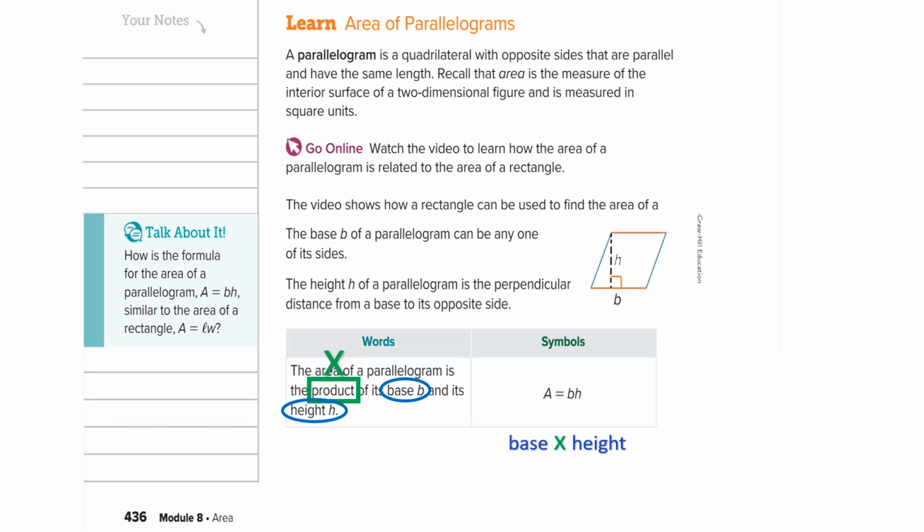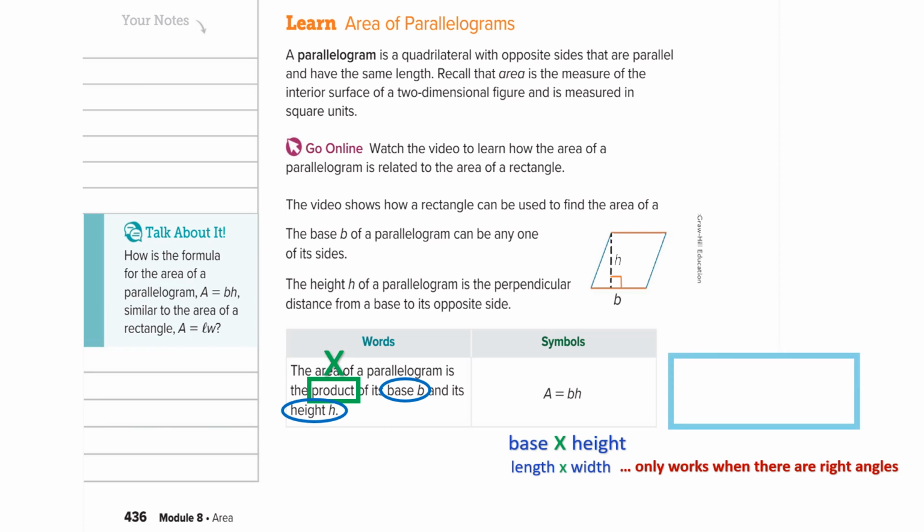Now, when I talk about the base times the height, find the area that's filling it up. Now, that might get a little confusing. Last year, you talked about length times width. It's honestly the same idea. However, length times width only works when there are 90-degree angles, also known as right angles. So if I had a rectangle or if I had a square, then in the corner, I know that that is going to be a 90-degree angle.